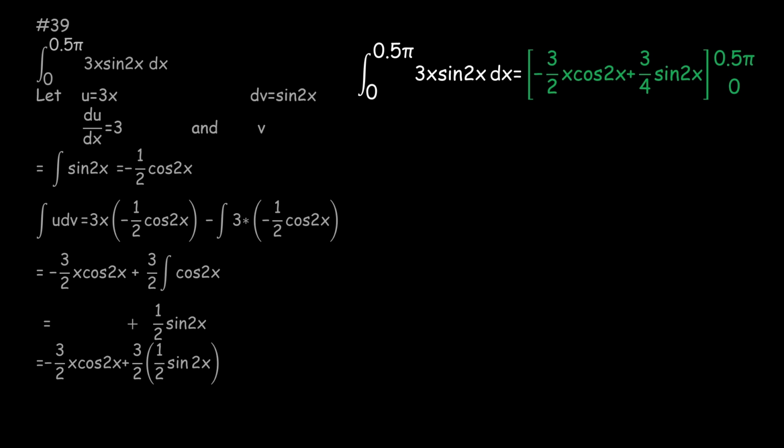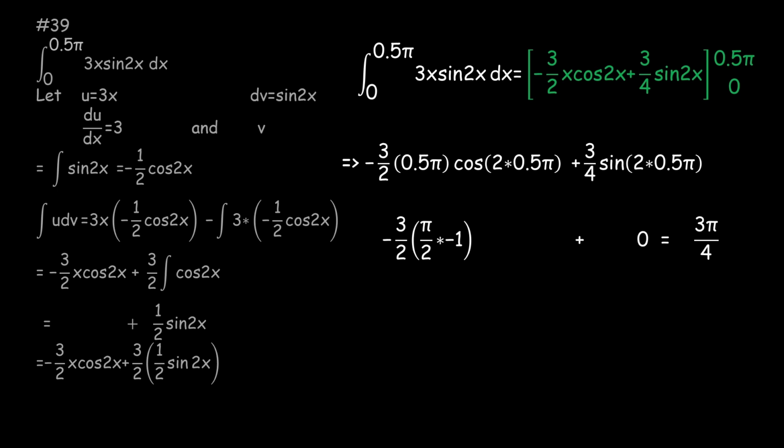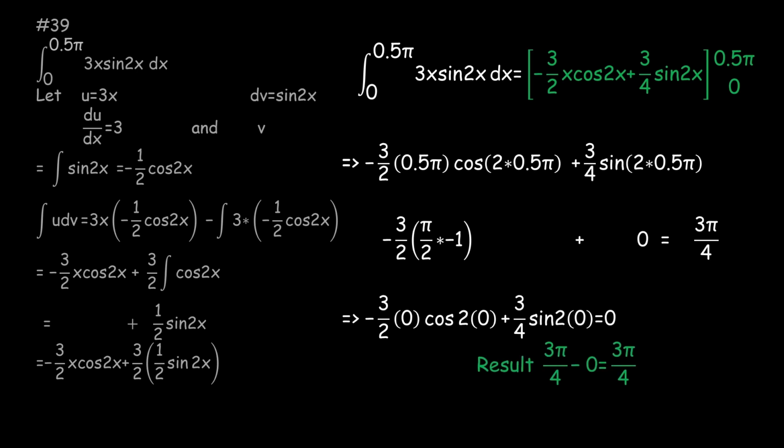So we have the integral from 0 to 0.5 pi. So if we plug in 0.5 pi minus 0 into each of the values of x, we will get -3/2 times 0.5 pi cos 2 times 0.5 pi plus 3/4 sine 2 times 0.5 pi. This should give us 3/4 pi. Okay, if we substitute 0, we should get a value of 0. And then if we subtract both values, we will still get 3/4 pi as our final answer.